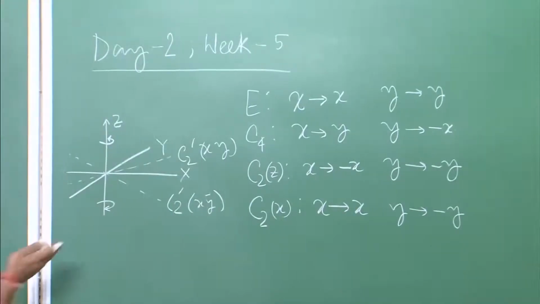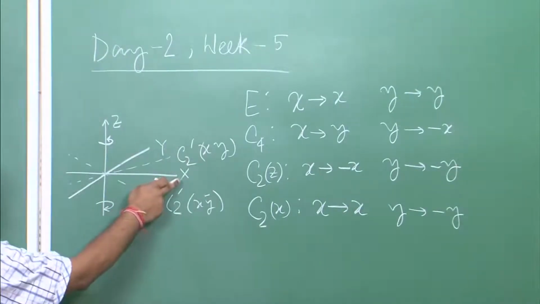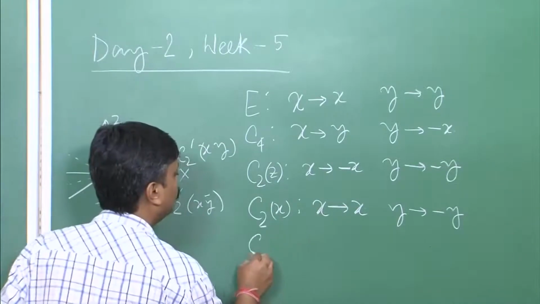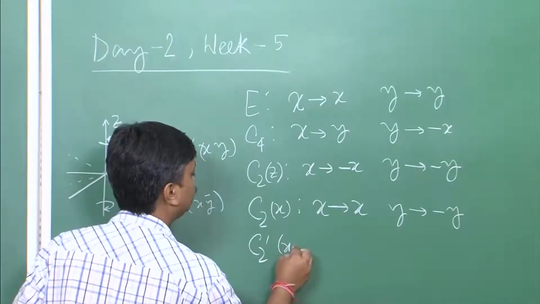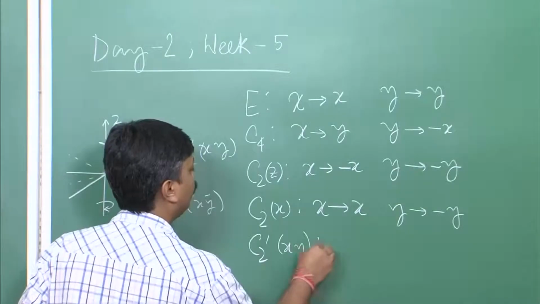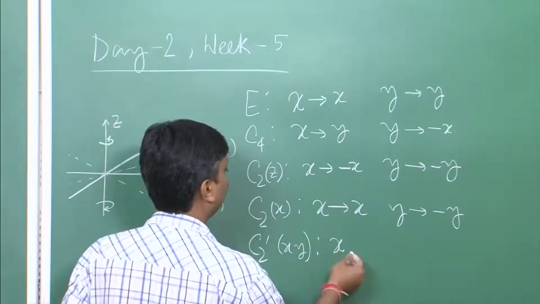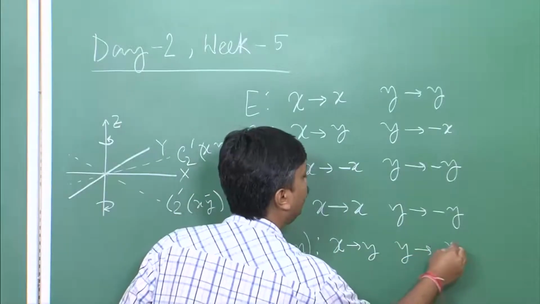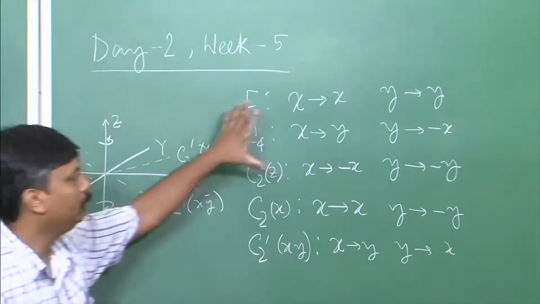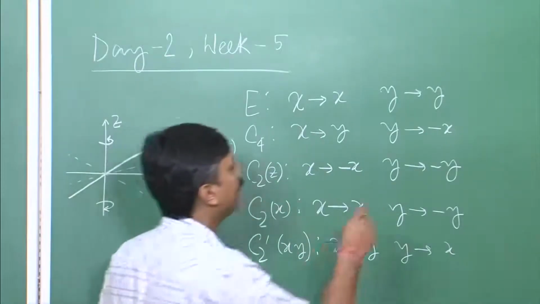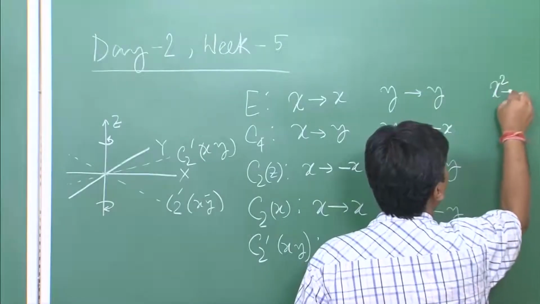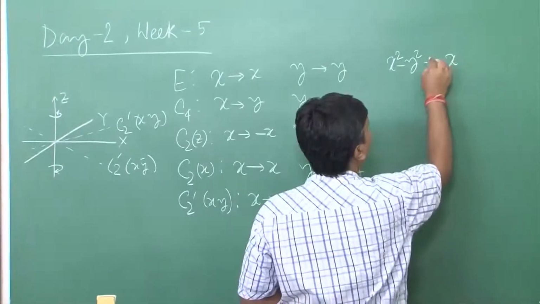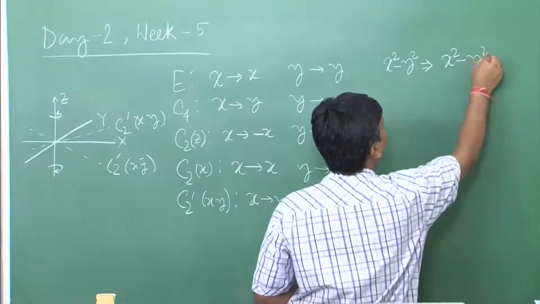And then C2 prime xy, say for example, then what will happen? X will become y and y will become x, right? So C2 prime xy, for this x will become y and y will become x. Now if I know this one, so I can easily find out what will happen to x square minus y square. Okay, so here nothing is changing, so I will have x square minus y square when I operate E on that.